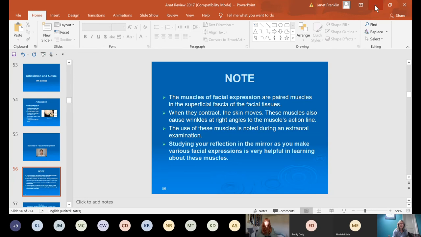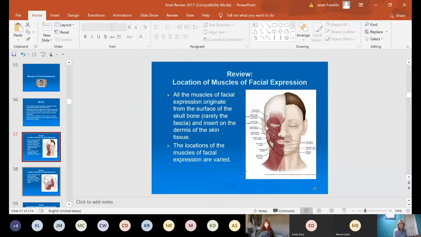So we're going to go through the muscles. And as we're going through the muscles, go ahead and try to move them. All the muscles of facial expression originate from the surface of the skull bone and insert into the dermis of the skin. So origin and insertion of the muscles of facial expression is pretty easy to learn. They all originate somewhere on the surface of the skull bone, and insert into the skin. The locations of the muscles of facial expression are varied. The muscles may be further grouped into whether they are situated in the scalp, eye, or mouth region.